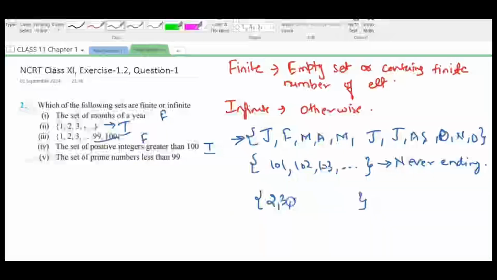So 2, 3, 5, 7 up to 97. Set of prime numbers less than 99. So this is a finite set. We don't even need to find how many elements there are. If we can see that this set contains a finite number of elements, the set would be finite.